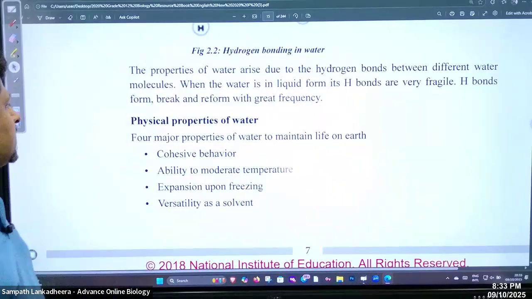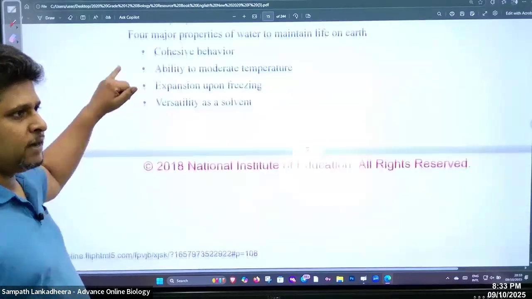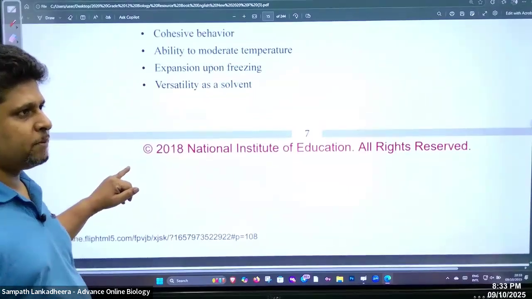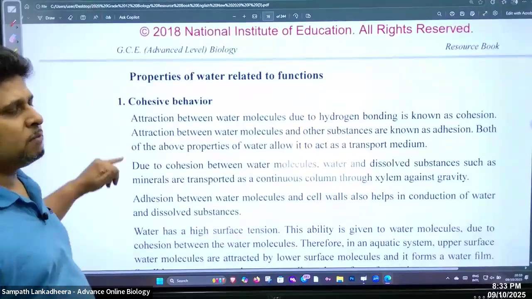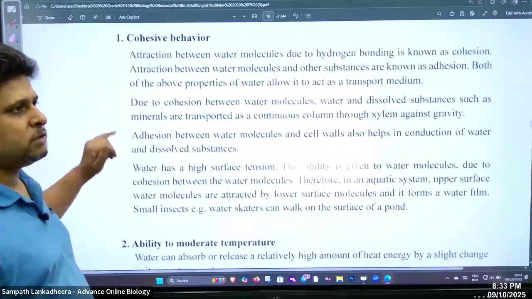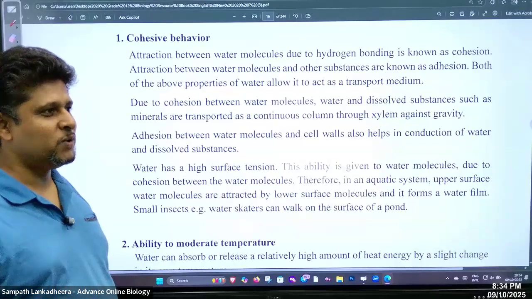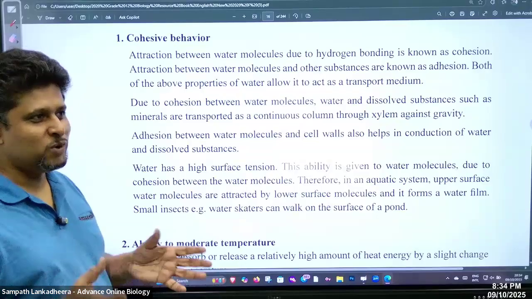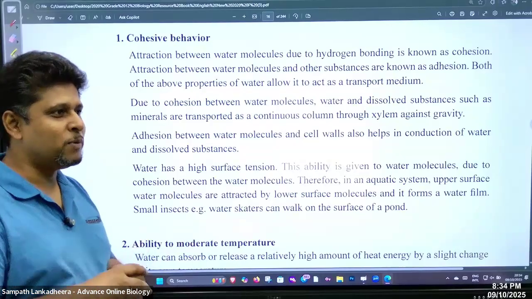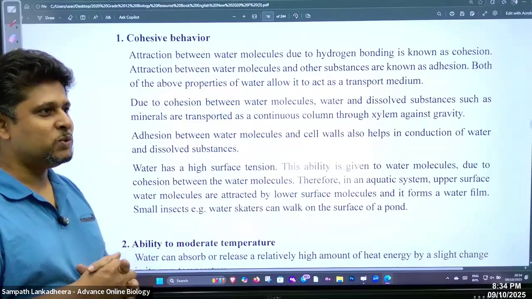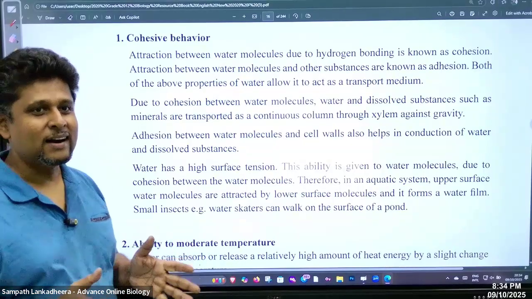Okay. Physical properties of water. Four major properties are cohesive behavior, ability to moderate temperature, expansion upon freezing, and versatility as a solvent, right? Then we come to this part, cohesive behavior, right? Attraction between water molecules due to hydrogen bonds is known as cohesion, and attraction between water molecules and other substances is known as adhesion. Both of the above properties of water allow it to act as a transport medium, right? Act as a transport medium.